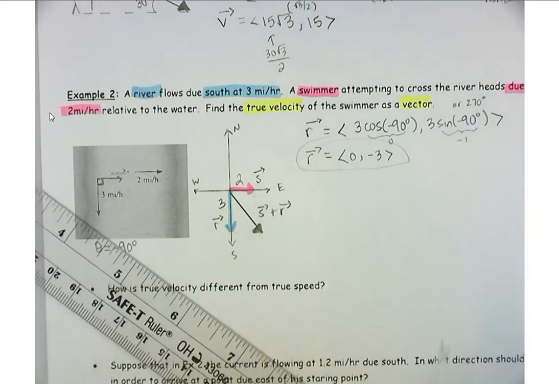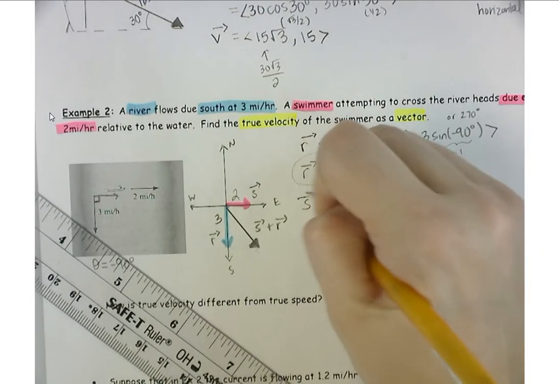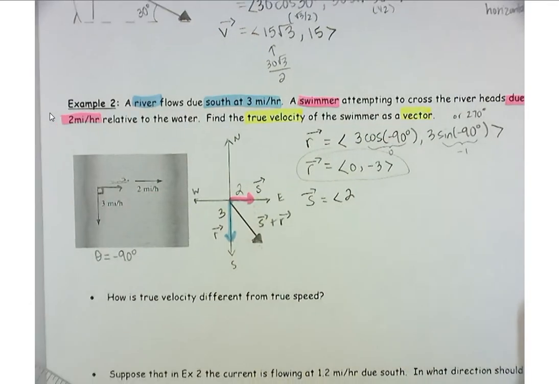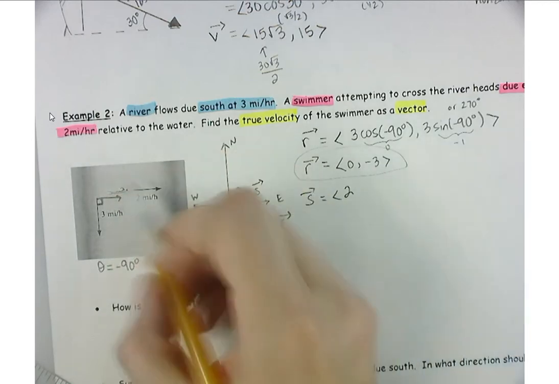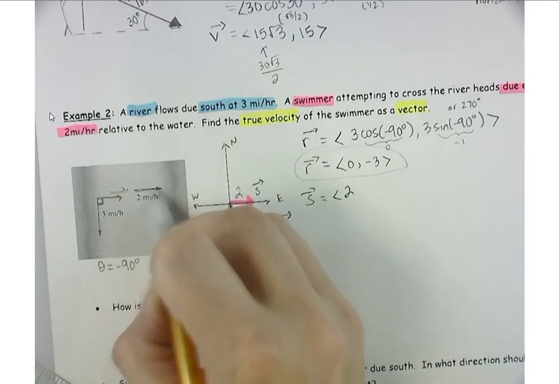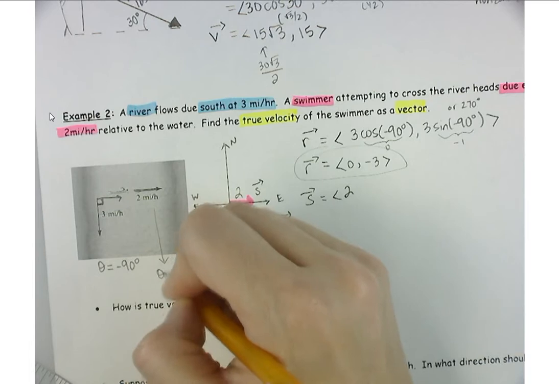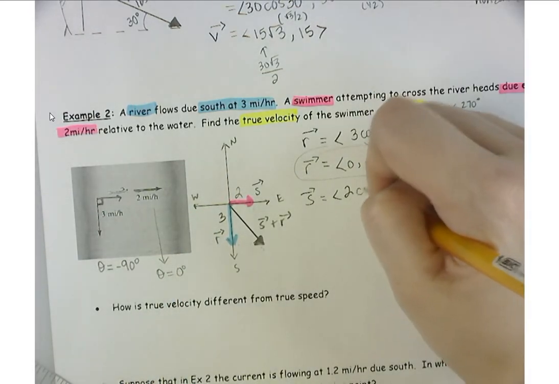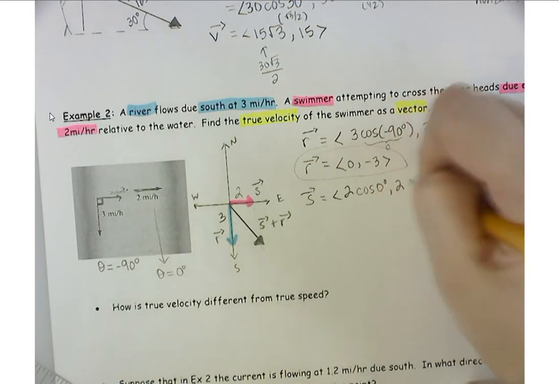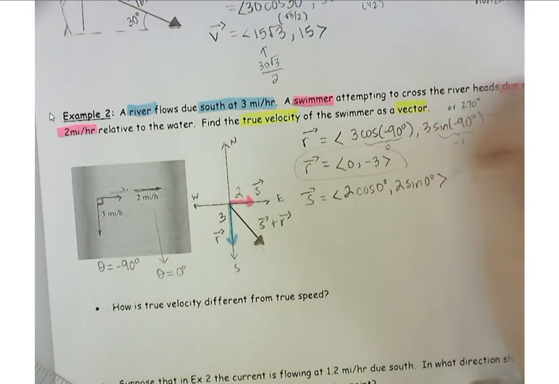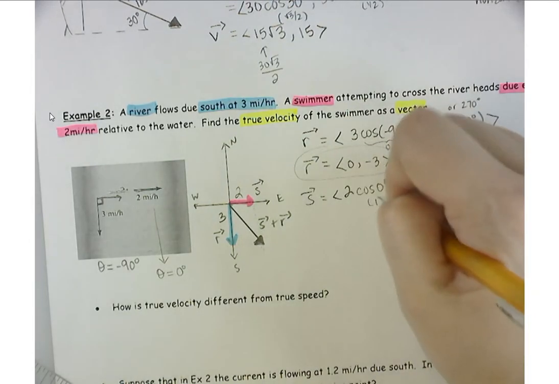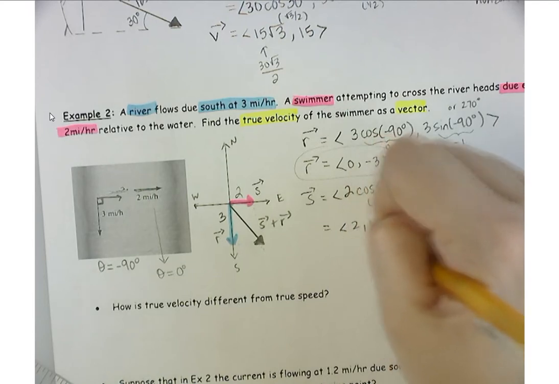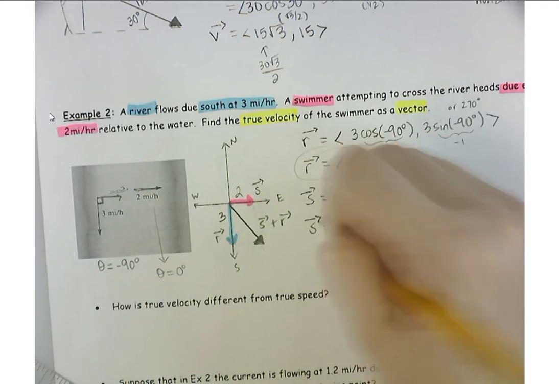Okay, now we have to do the swimmer velocity, which this guy is going 2 miles an hour. And again, he's going east. So what's your theta value going to be? It's going to be 0. Okay, so this would be the cosine of 0 degrees, sine of 0 degrees. Okay, and at 0, we know the cosine is 1 and the sine is 0, which is going to give you 2, 0 for the swimmer.